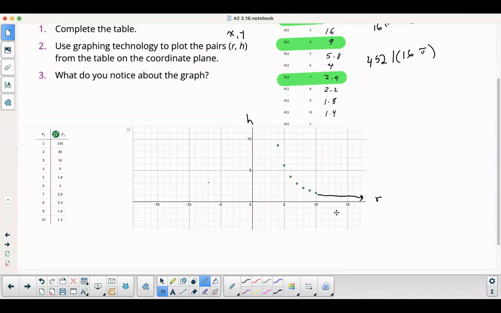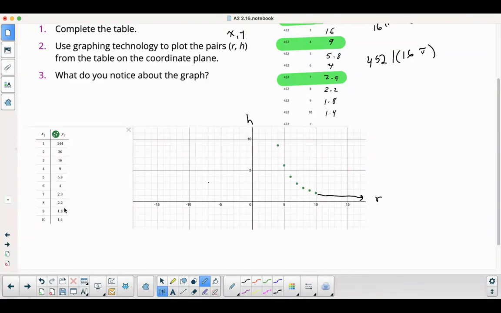Probably won't ever cross this axis because it's never going to get negative, because you can't have a negative height. If I cross the x-axis, the y-coordinate, or the h-coordinate, I should say, would be negative. You're never going to have a negative height. So here's all the points. I plotted them right there. I typed them in on Desmos.